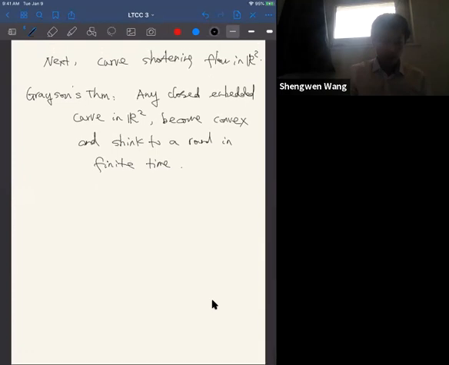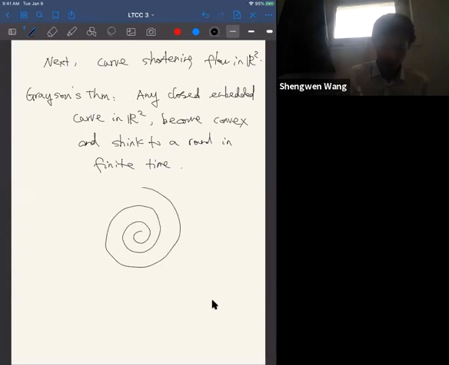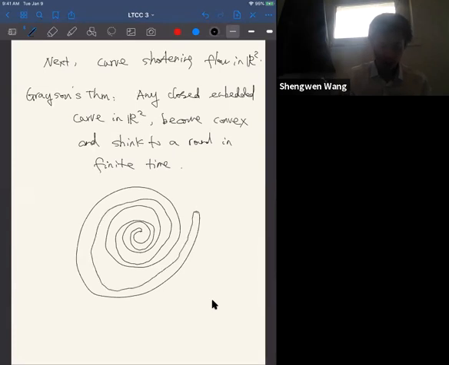Right. Let me draw a picture. This is a snake picture that people talking about curve shortening flow always want to draw. So say you have, no matter how complicated or non-convex your initial curve is, it will unwind itself under curve shortening flow, become less and less wound, and shrink to a round point.